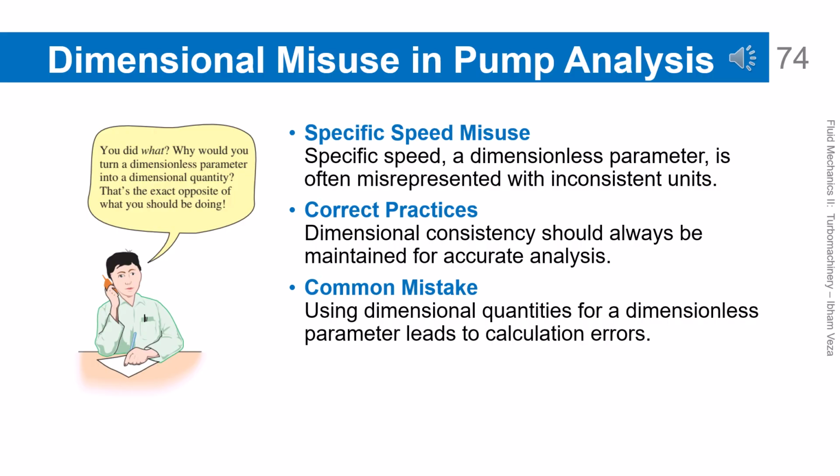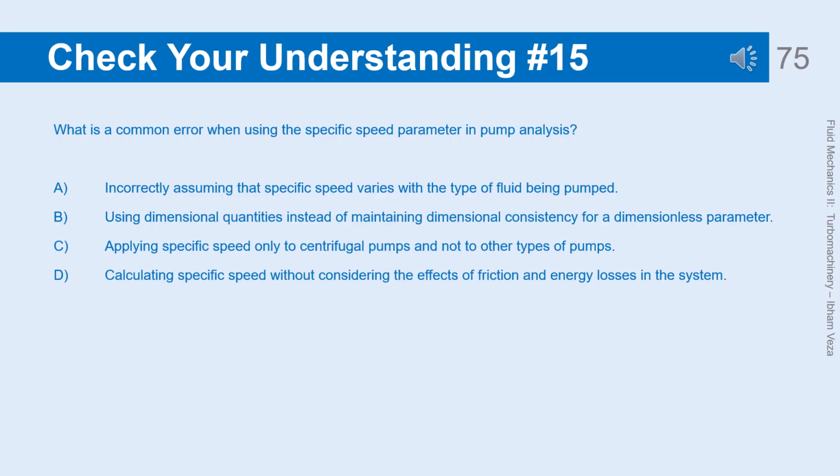Maintaining dimensional consistency is essential to keep the analysis physically correct. Proper practice ensures that comparisons among designs remain meaningful. This slide emphasizes the importance of discipline in using dimensionless parameters. Correct answer: B. Using dimensional quantities instead of maintaining dimensional consistency for a dimensionless parameter.